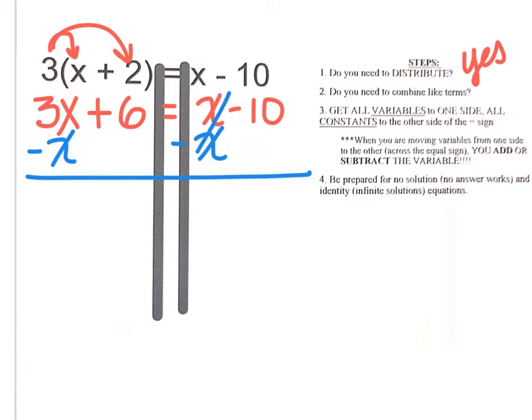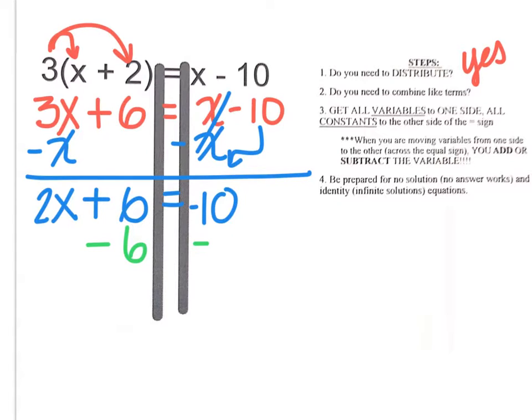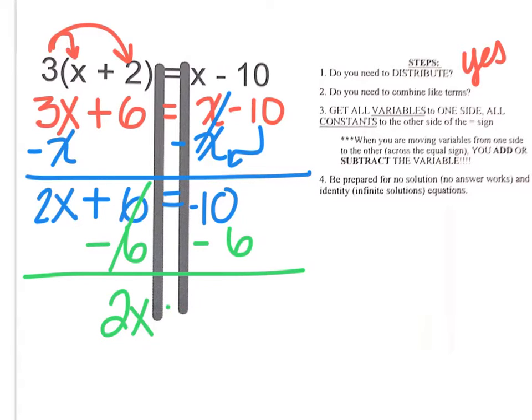When I do that, it cancels out on the right hand side, leaving me with just a -10. Almost forgot to bring that negative down. And now 3x minus x gives me 2x plus 6. Solve this like a normal equation. I'm going to subtract 6 from both sides. Cancels out. 2x equals a -10 minus 6 gives me a -16.